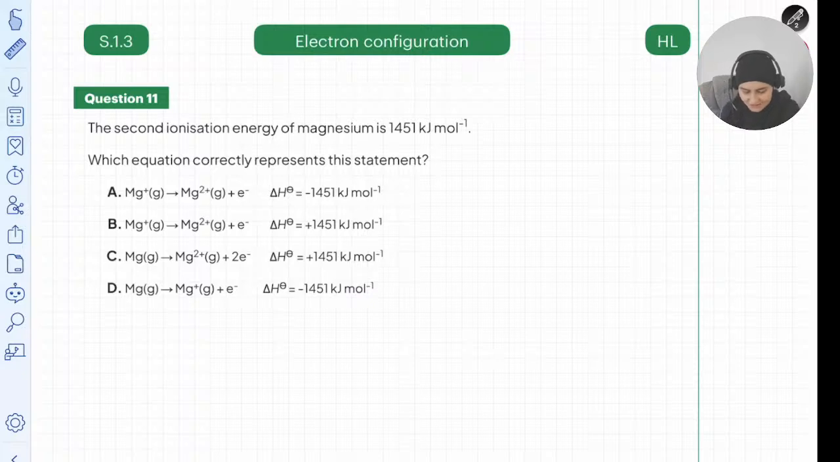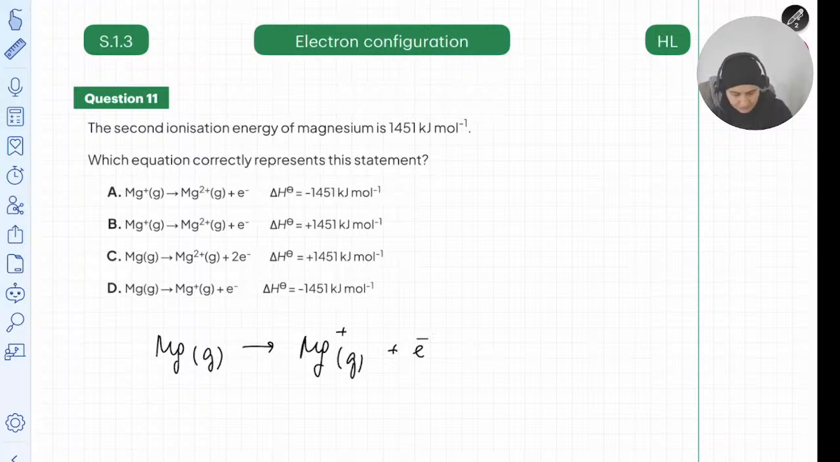The second ionization energy of magnesium is 1451. Which equation correctly represents this statement? Okay, second ionization energy definition. Remember, first ionization energy is when you remove an electron from a gaseous atom. Let's write the first ionization. For magnesium, the first ionization energy is the energy for this reaction. So you take magnesium gas and form Mg plus and an electron. The enthalpy change of this reaction is the first ionization energy.